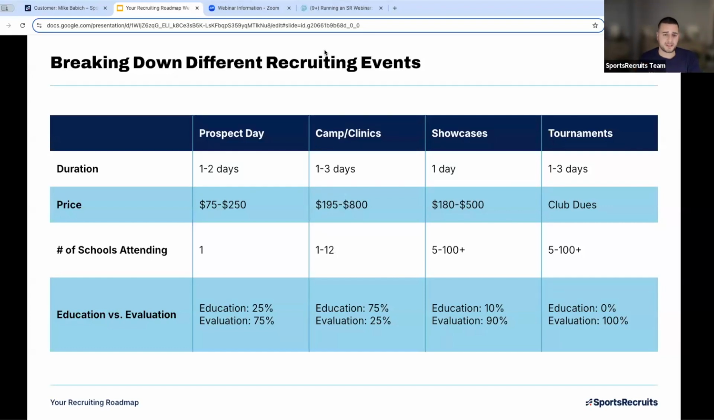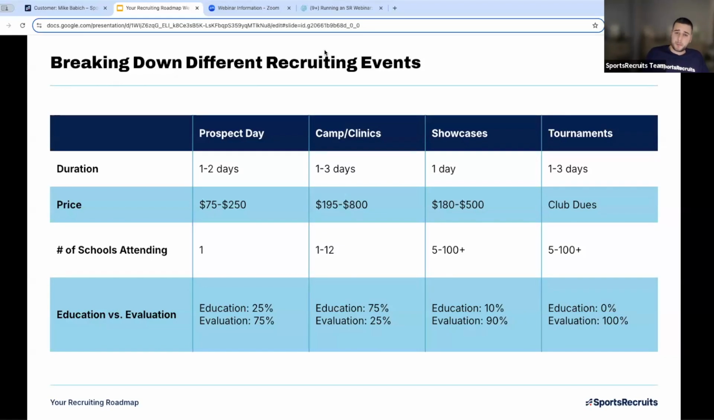There is going to be a practice component. You are probably going to do some drills and training at some point, but there's usually going to be a scrimmage of some sort that's going to give you a chance to be evaluated across all the other attendees of that particular prospect day.